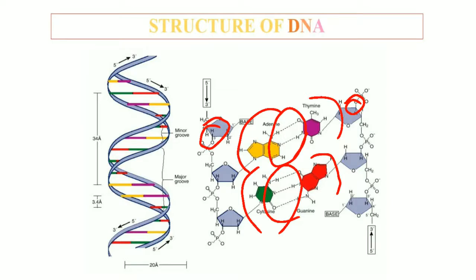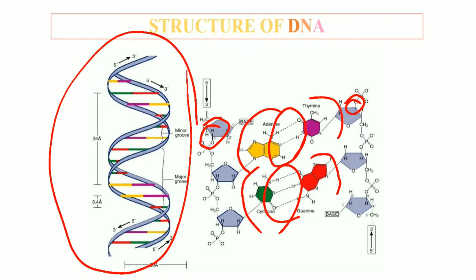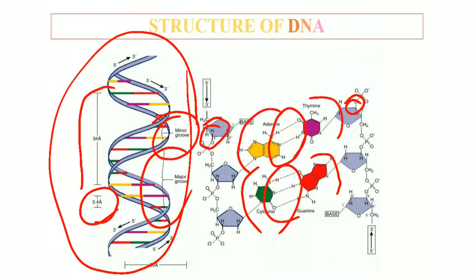So the entire molecule is twisted as a right-handed helix, and one complete spiral contains 10 base pairs. This gives rise to major and minor grooves. Here in this figure you can see this is the major groove, and this is the minor groove in the DNA strands. A single helical turn of the DNA stretches over a distance of 34 angstroms, whereas the distance between two base pairs in the DNA is 3.4 angstroms. So this was all about the structure of DNA.